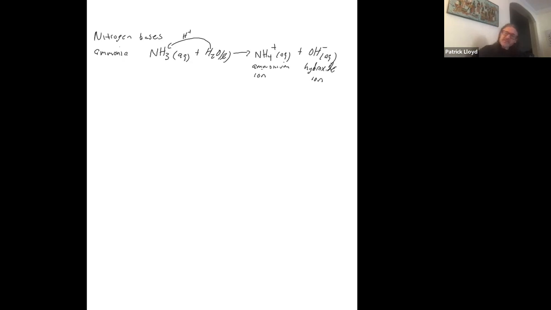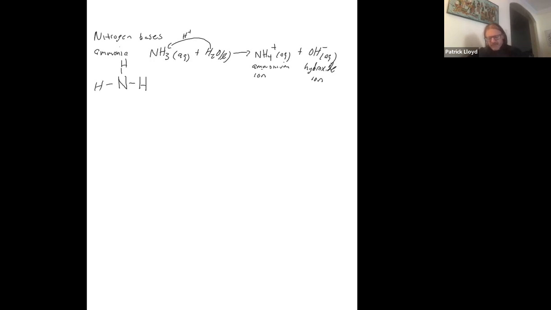So why is it a base? Remember what we said at the beginning. A base is something that produces a hydroxide in water. So if you put the ammonia in the water, it will react with the water and produce hydroxide ions. So that's considered a base. This is why we call them nitrogen bases, because they tend to be of the format nitrogen with some number of hydrogens, maybe 1, maybe 2, maybe 3.